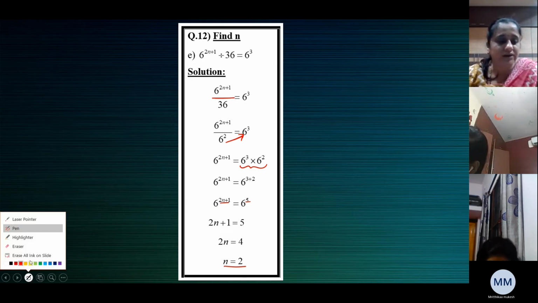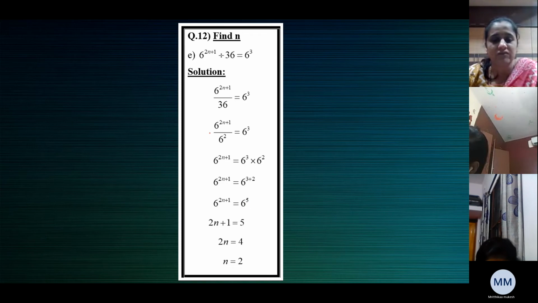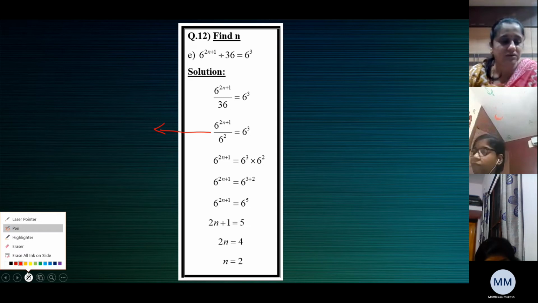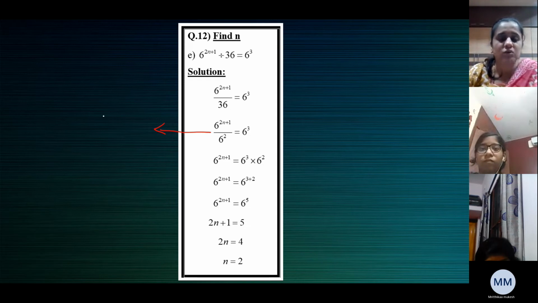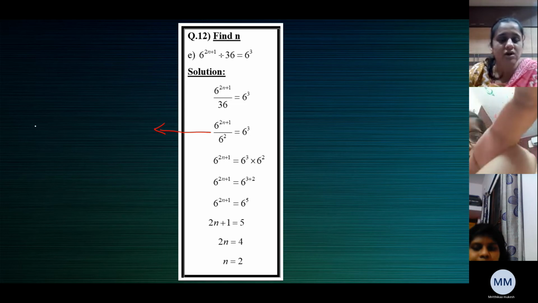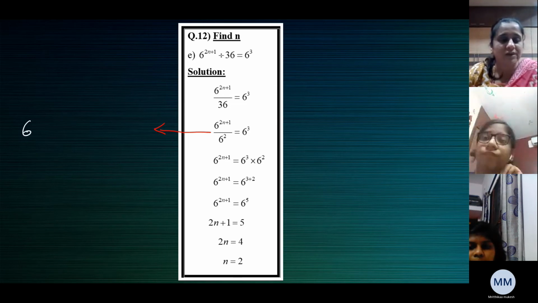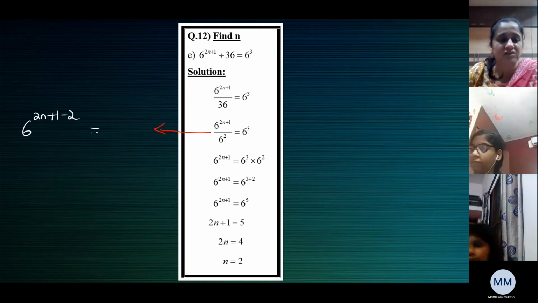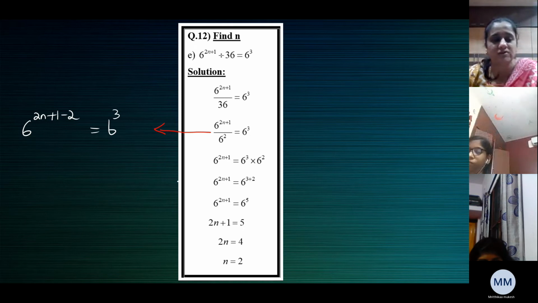Now the other way of doing it is after this step, please listen. After this step, children, please look at your screen. You can cross multiply or you can also use the law. Bases are the same and it's division, so subtract the powers. 2n plus 1 minus 2 is equal to 6 cubed. See, you can also do it like that.